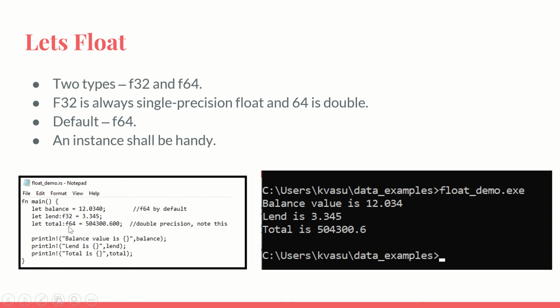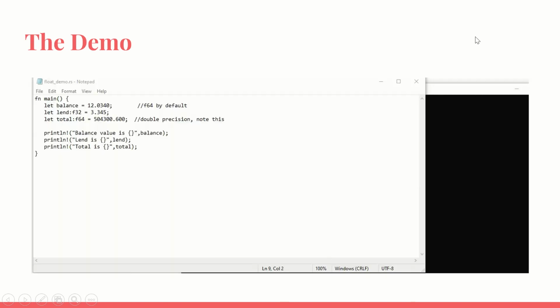And let total be F64. I'm making it 64, 504300.600. This is double precision, and please note this. When I want to print it, println, balance value is balance, lend is lend, total is total. I get the result out here. You can see that the balance is printed appropriately as a float, 12.034. Lend is printed appropriately as float again, 3.345. And total is 504300.6. The double zeros are ignored here. So you can have two types of it.